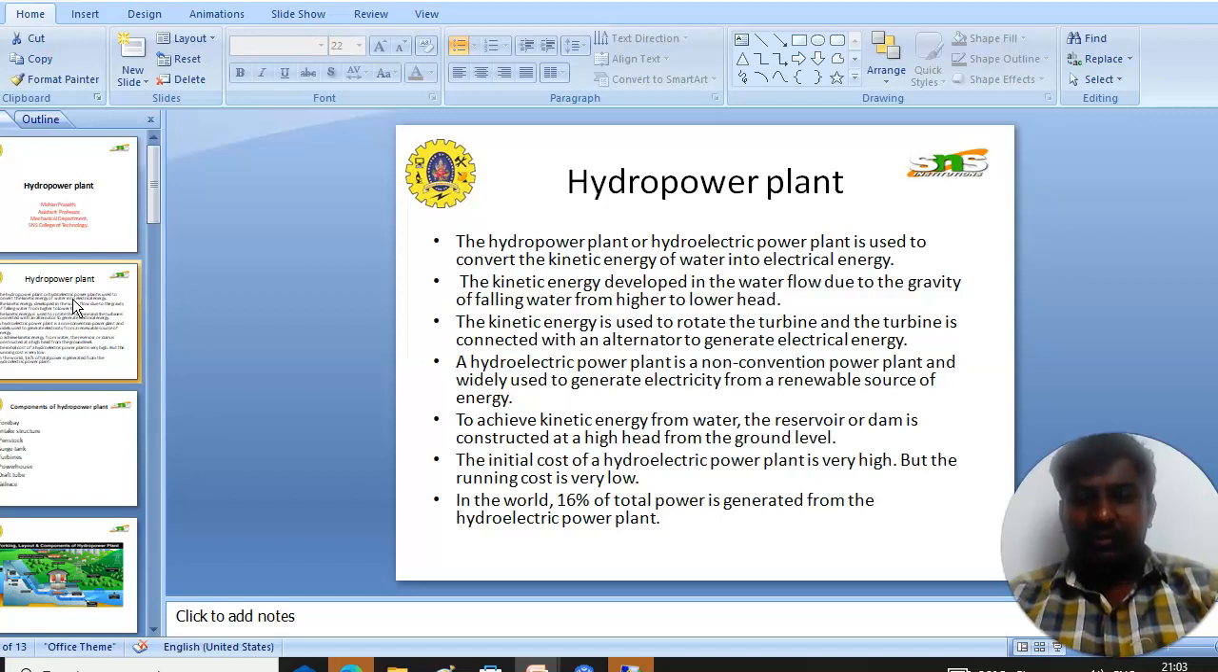A hydroelectric power plant is a non-conventional power plant. It is widely used for generating electricity from a renewable source of energy. To achieve kinetic energy from the water, the reservoir dam is constructed at a high height from the ground level. The initial cost is very high, but the running cost is very low.